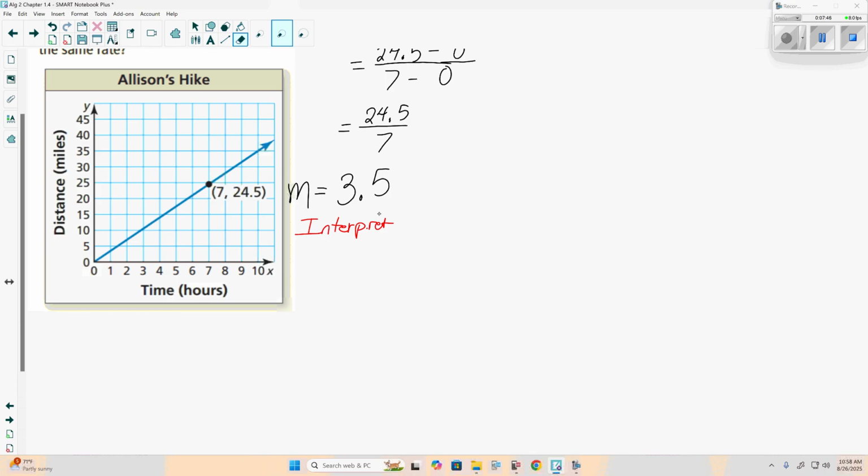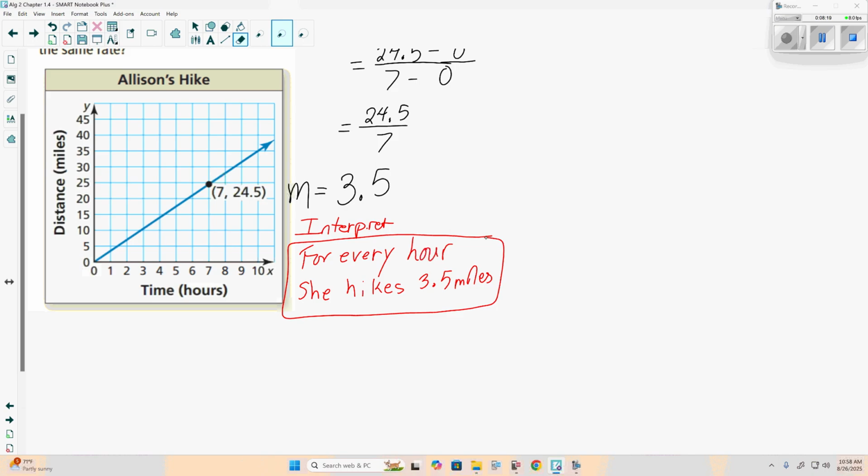So what that's telling us is for every hour, for every 1 hour, because now the denominator, that x value, is 1, she hikes how far? Hikes 3.5 miles. Because if we have it as a decimal, the denominator, the bottom of the fraction, is understood to be 1. For every hour, she hikes 3.5 miles.